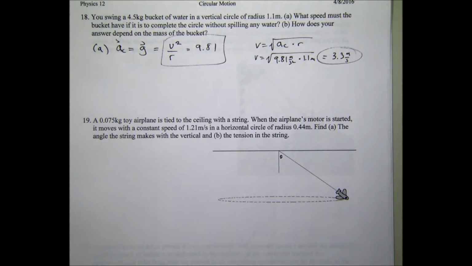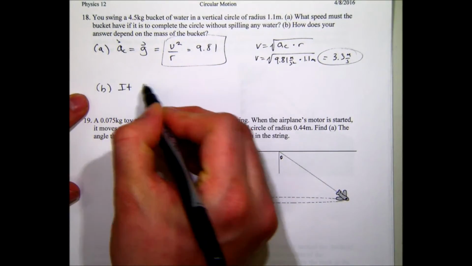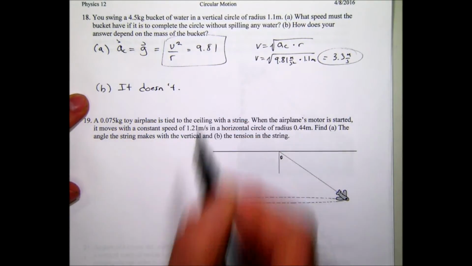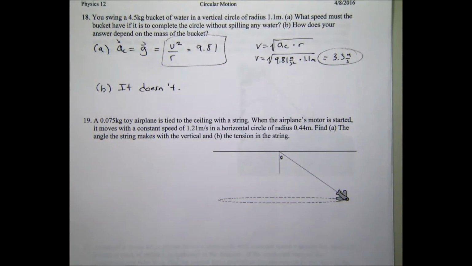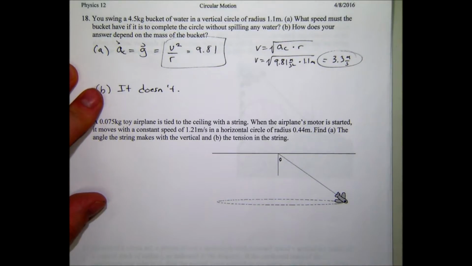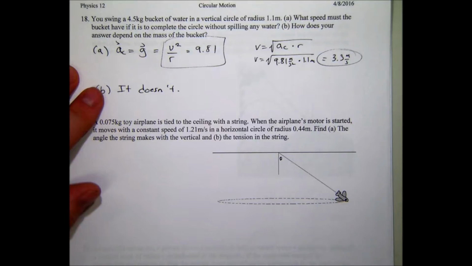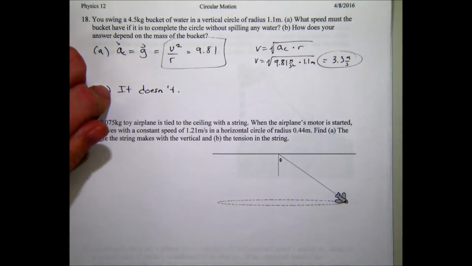So part B asks me, how does the answer depend on the mass of the bucket? And the answer is very simple. It doesn't. It doesn't matter how much mass is in the bucket. It just matters the speed it is moving. Now, the tension of the line, that would matter, but the speed doesn't. The energy that you're going to expend spinning a heavier bucket over a lighter one is different, but the actual 3.3 meters per second is irrelevant.